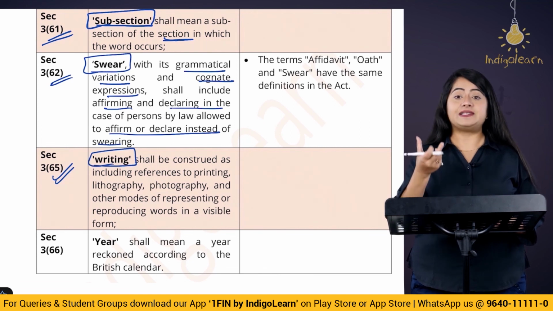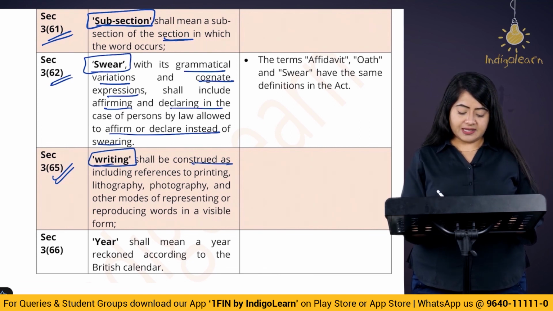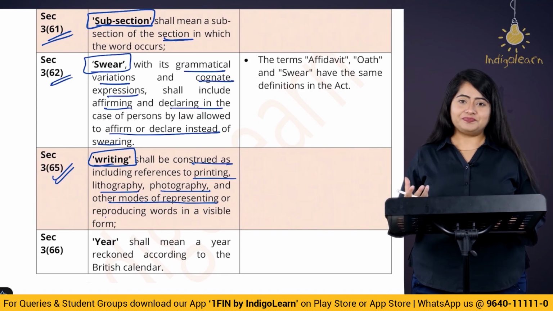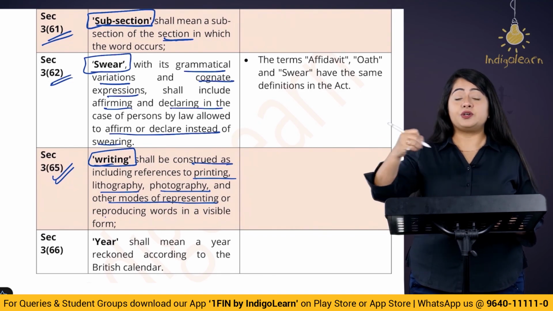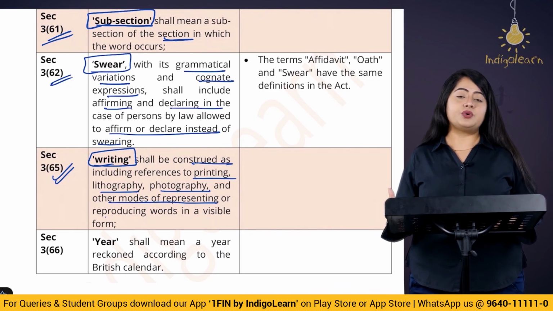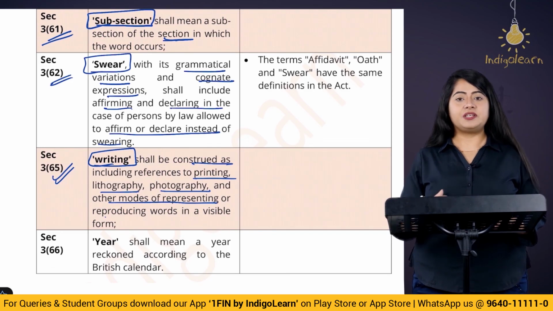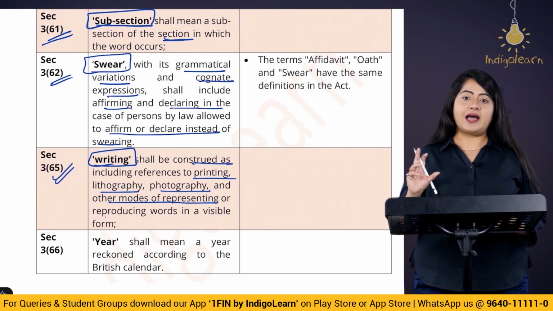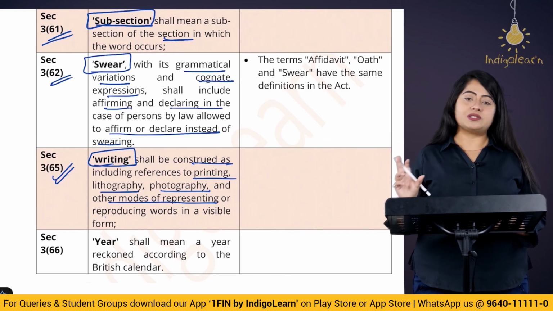Next is clause number 65, writing. What is the meaning of writing? Writing shall be construed as to include references to printing, lithography, photography and other modes of representing or reproducing words in visible form. So when we say writing, it does not just mean someone writing on a piece of paper. It can also include photography, it can also include lithography, or it can also include printing. Because all of these are going to be considered as the term writing as per the General Clauses Act definition.